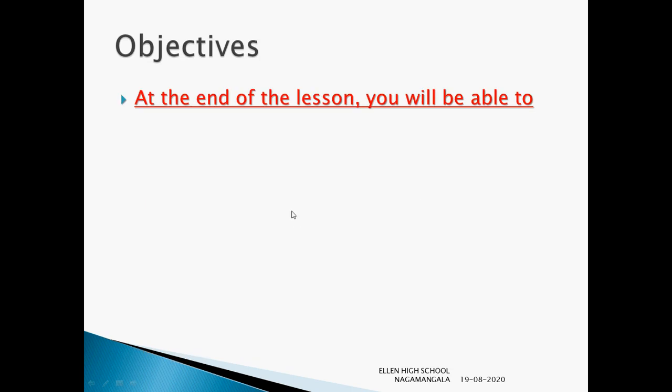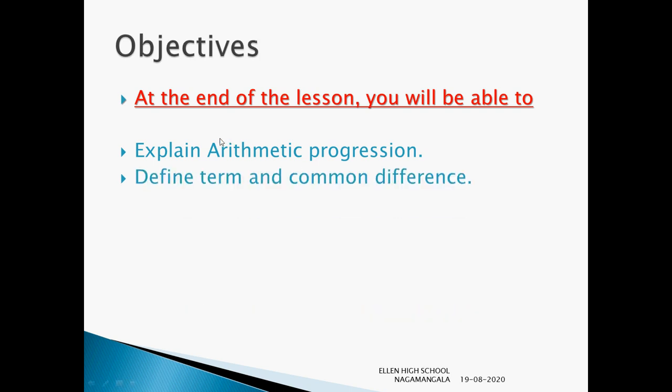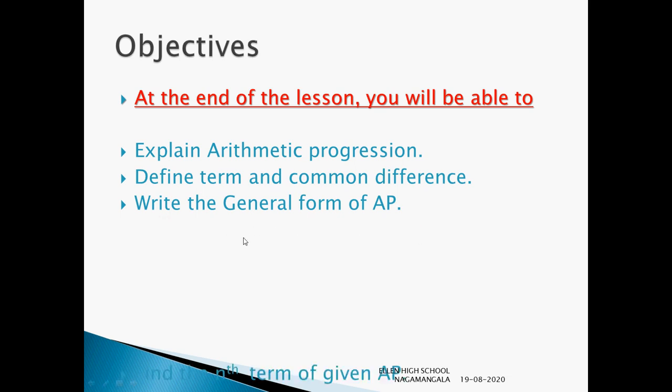After this lesson you will learn the following. At the end of this lesson you will be able to explain arithmetic progression. That means you will get the meaning of arithmetic progression, and define the term and common difference of the AP. You will also be able to write the general form of AP.